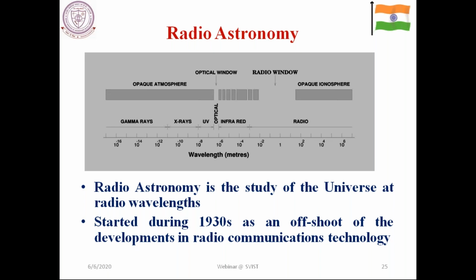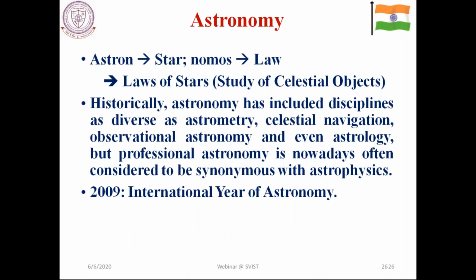Now if you go forward, what do we mean by astronomy? Astron means star, and nomos means law. So basically it is the laws of the stars, or the study of celestial objects. Studies have been done on the distinct radiation coming from distinct stars, and accordingly it has been analyzed in the particular domain.